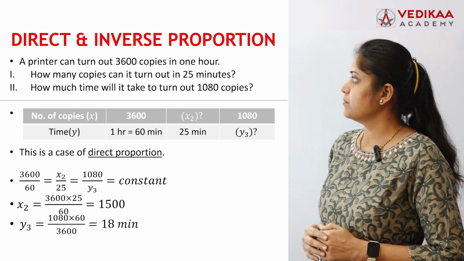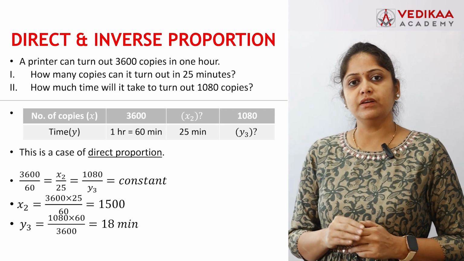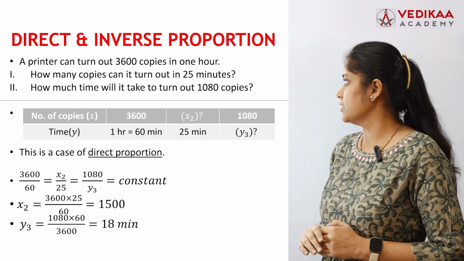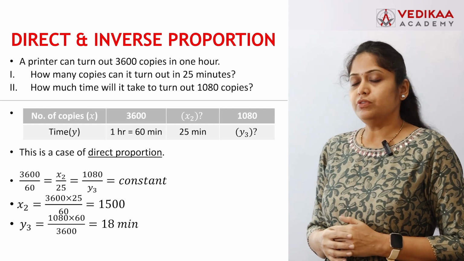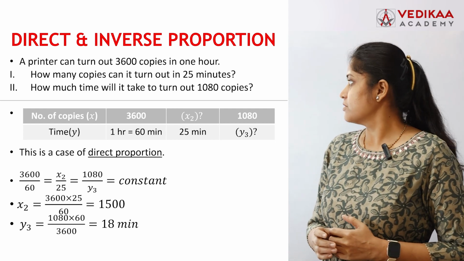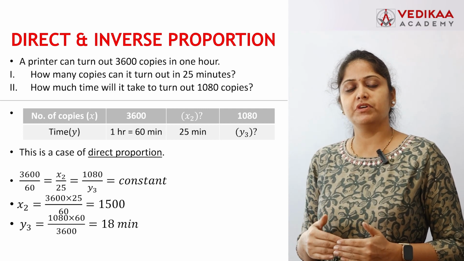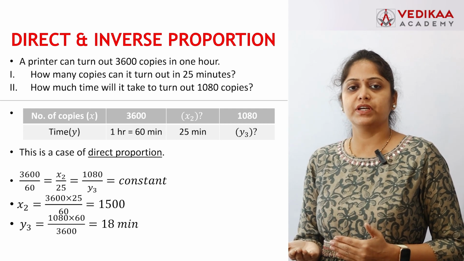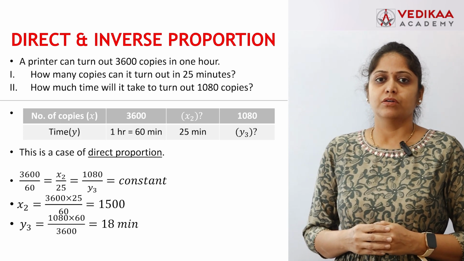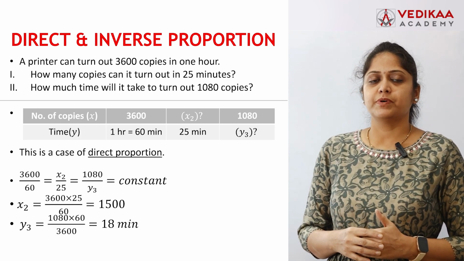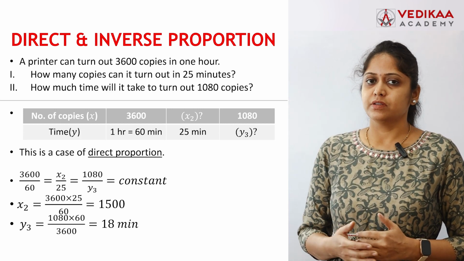Let us move to the second example. How much time will it take to turn out 1080 copies? Now here x3 is given and y3 is required to calculate. So again it is a case of direct proportion. We can write down 3600 upon 60 is equal to 1080 upon y3. Again we will get one equation, we will solve that equation, so the y3 value will be equal to 18 minutes. In this way we have solved this example of direct proportion. Let us move ahead to the next example.